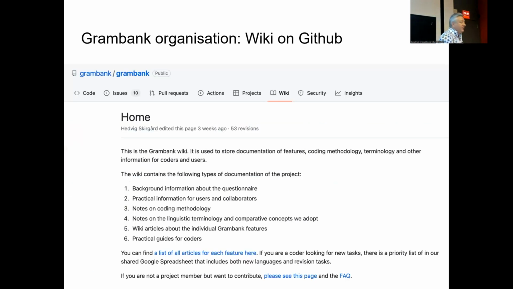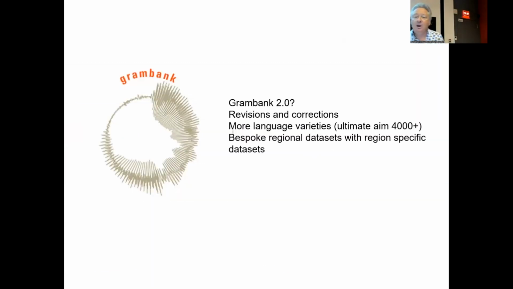And part of that development, and I think a lot of praise should go to Hedvig here, was developing a Grambank wiki, which I encourage you to look at if you want to know more detail about the history of Grambank and about the coding decisions. It's available on GitHub. Okay, that's a bit about the history of Grambank.